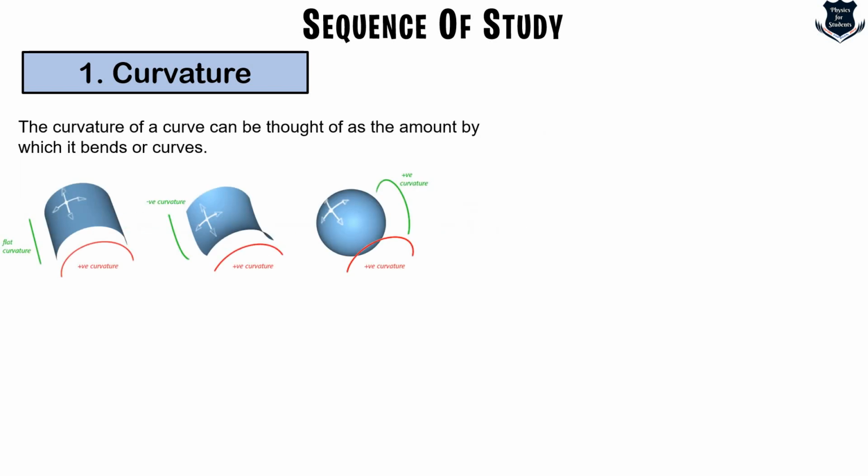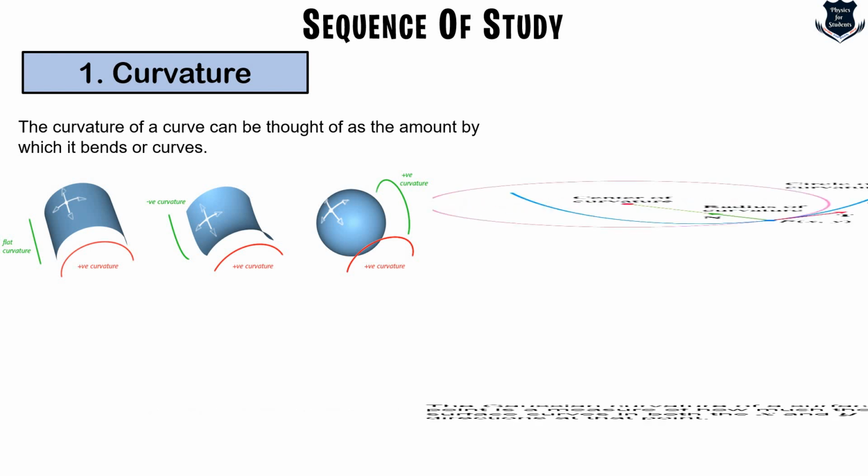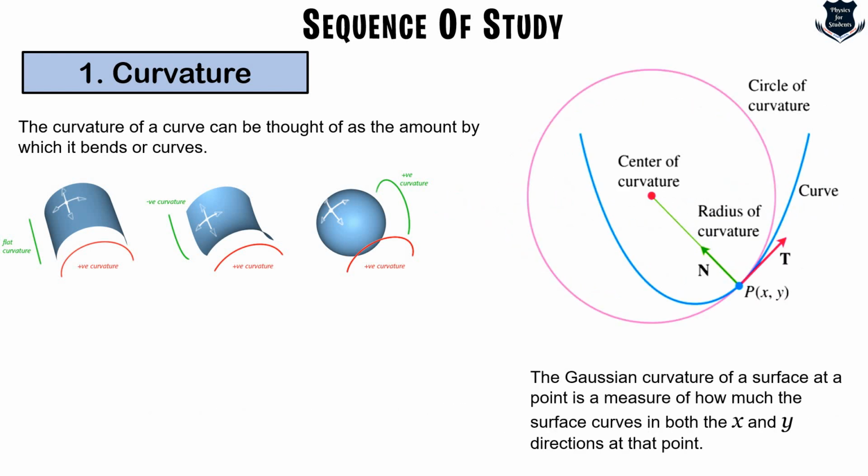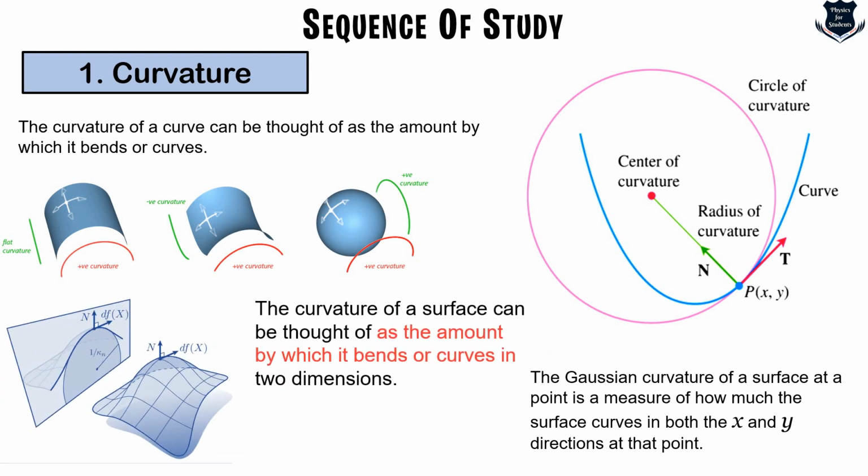So first comes what is called curvature, which is very central, and it can be thought of as the amount by which something bends or curves. We also call it the Gaussian curvature of a surface at a point. It measures how much the surface bends in both x and y directions at the point. So the very first step of learning differential geometry would be to learn curvature.